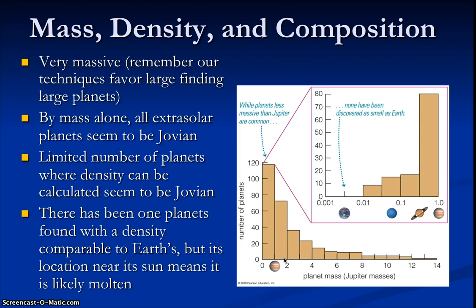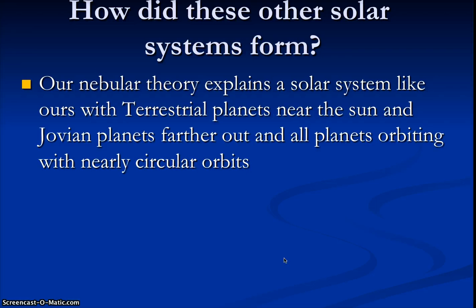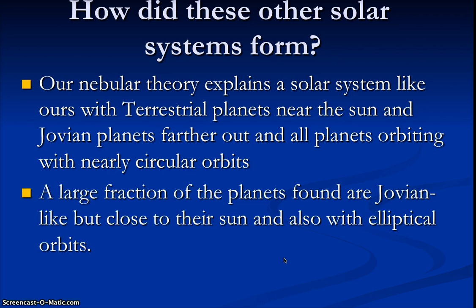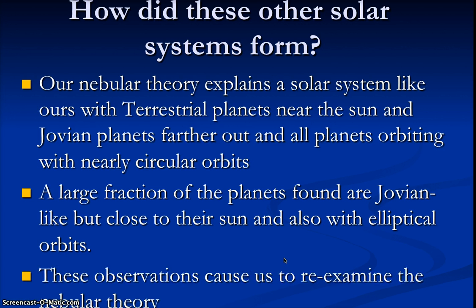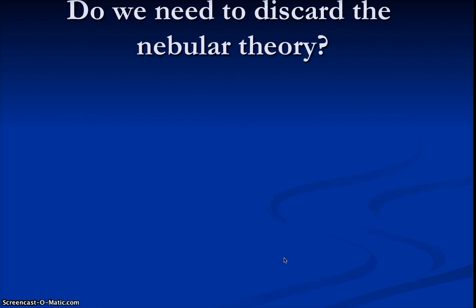There's not a lot found that are like Earth. So it's a little confusing why all these systems that we're finding have Jupiter-like planets that are very close to their stars, because we would expect terrestrial planets to be closer to the Sun with the Jovian planets further out. We found really something that's not quite like that. So we have to re-examine the nebular theory.